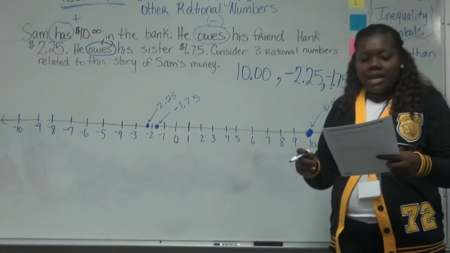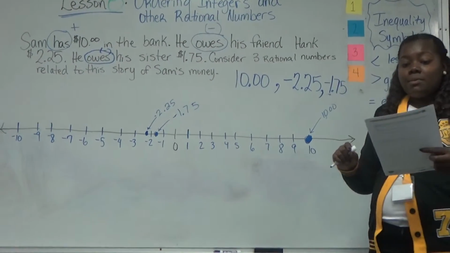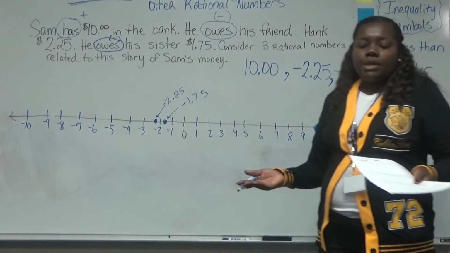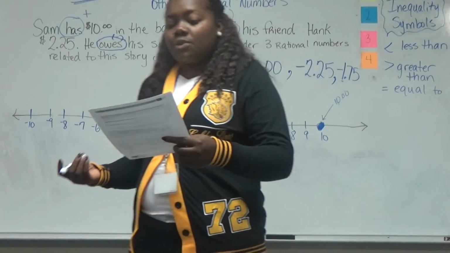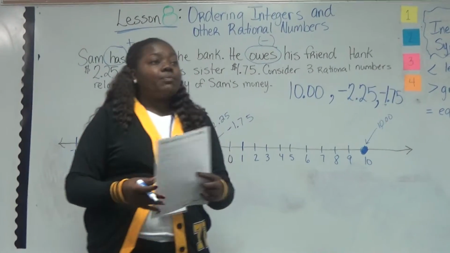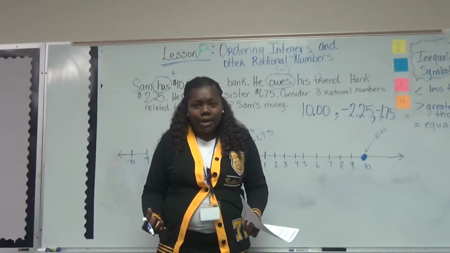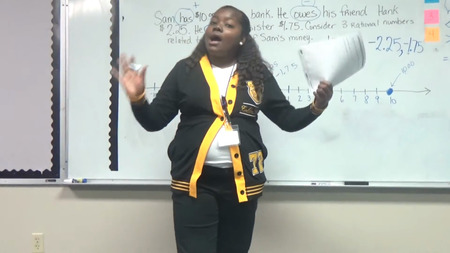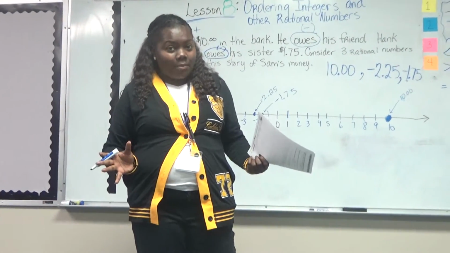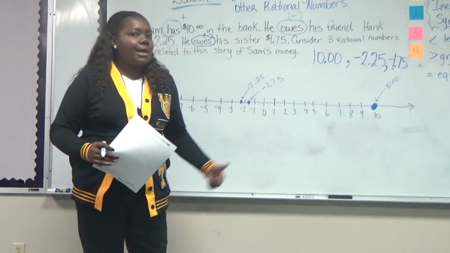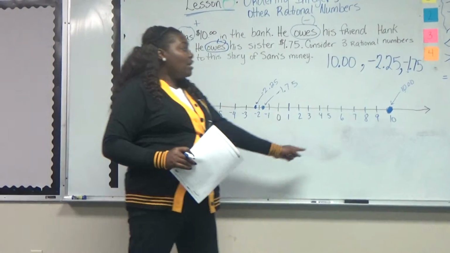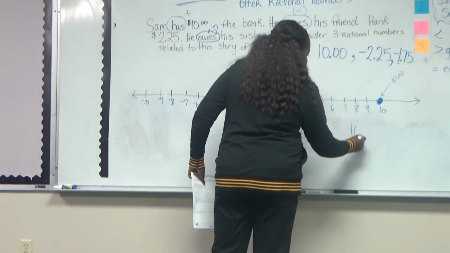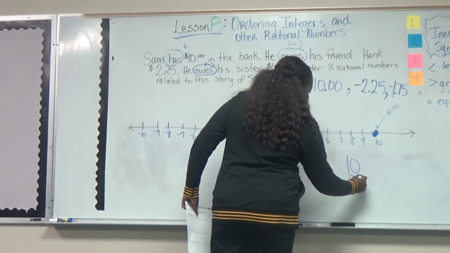Now we've done everything we have to do except put them in order from least to greatest. Here's a little trick. You can always know which one is greater when you're dealing with positive and negative numbers. A positive number is always, say always in your head, always greater than a negative number. Which one of these numbers is greater automatically? 10, because it's the only positive number. So I know that 10 is my greatest number. I'm just going to label that as greatest.